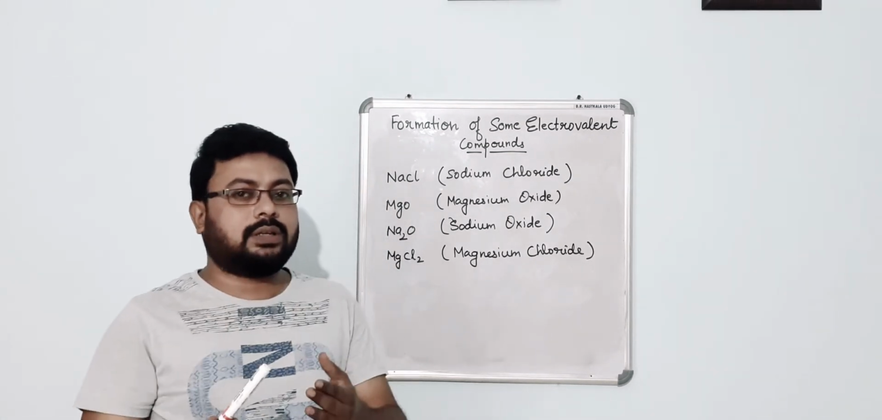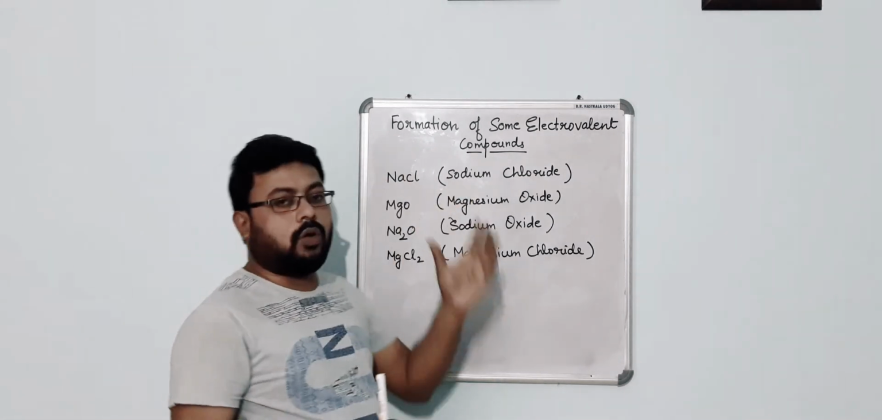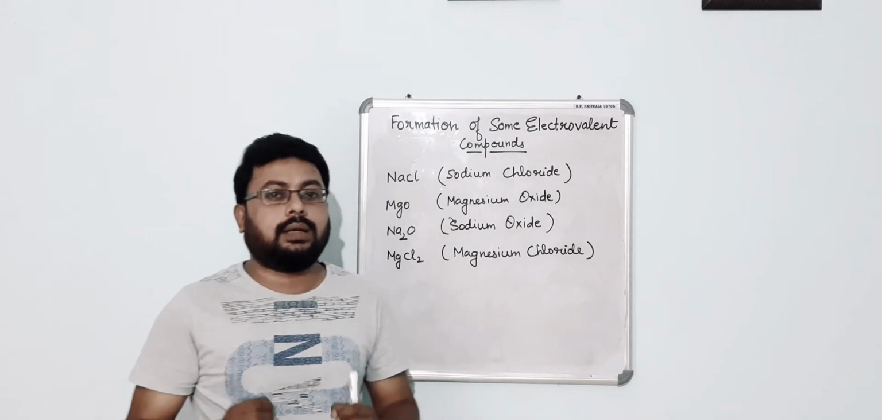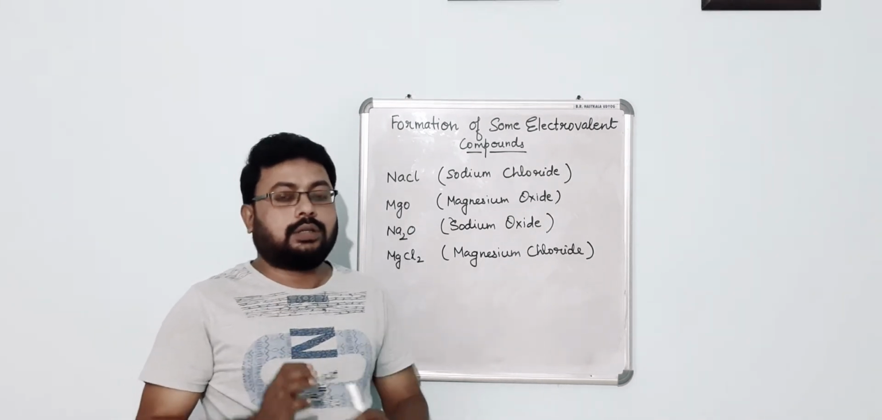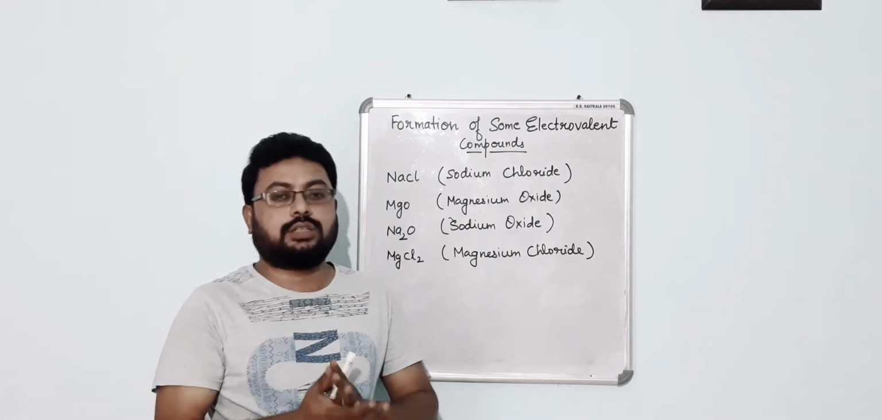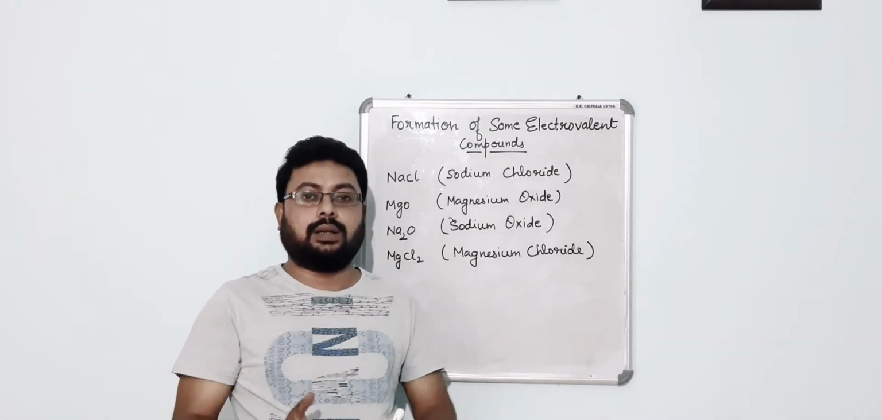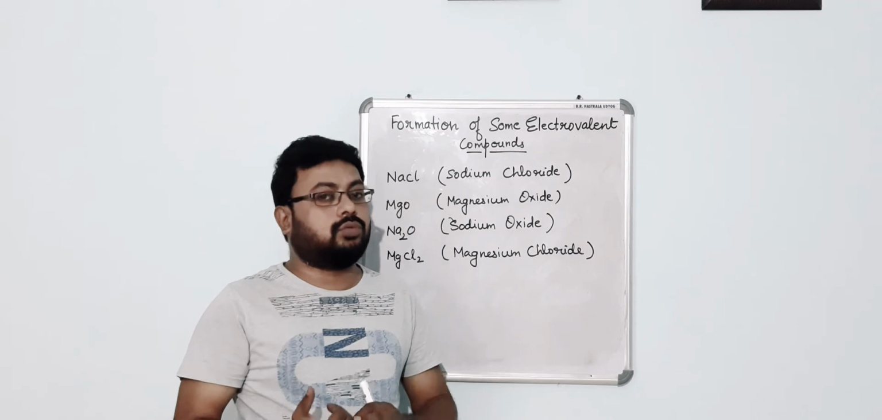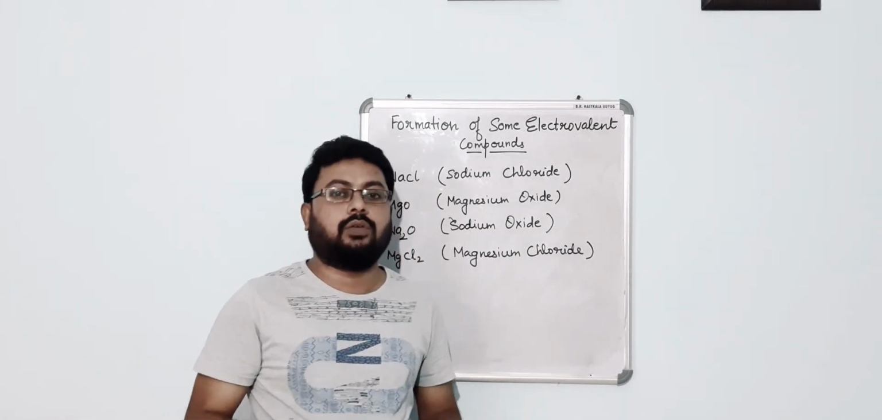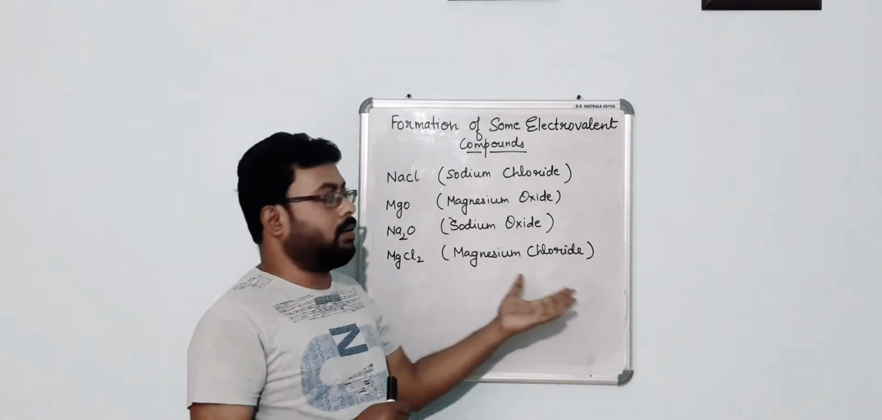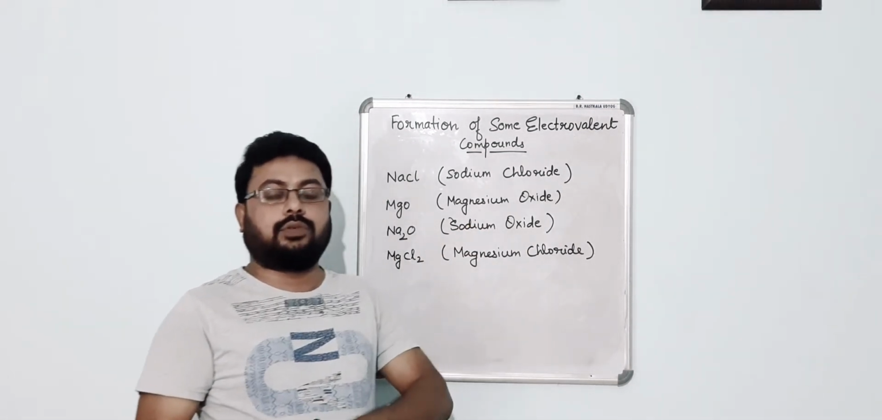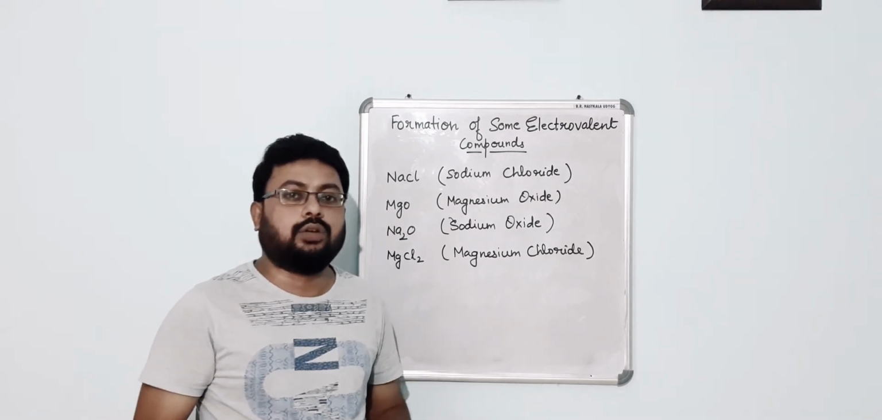Now in my previous video related to this topic, I discussed the octet rule and the duplet rule. Please watch my previous video, part 1, to clarify these two rules, because unless you clarify these two rules, you will not be able to understand this. There I told you about the octet and duplet rule.